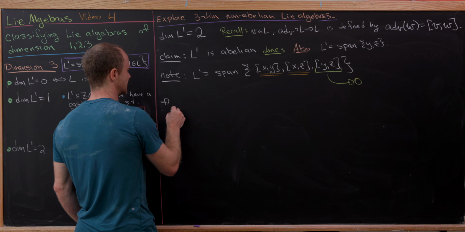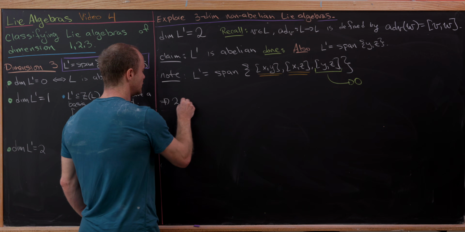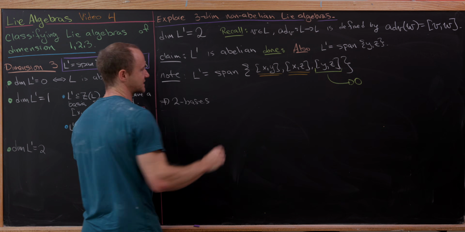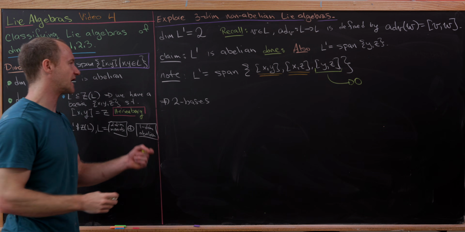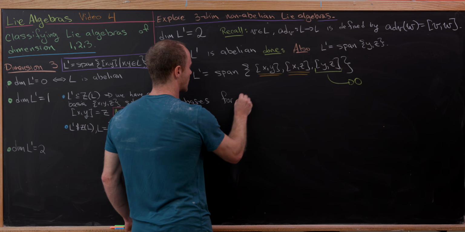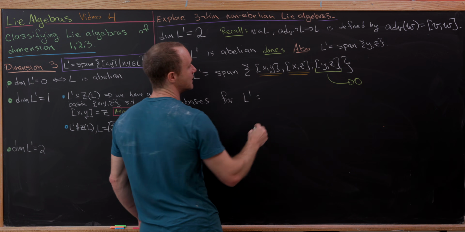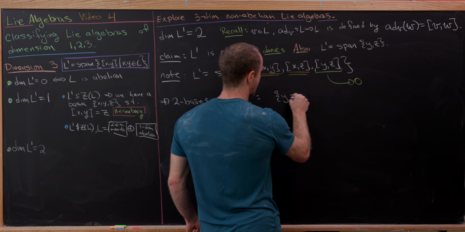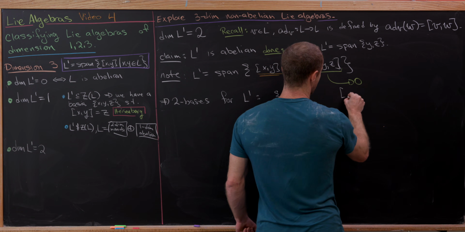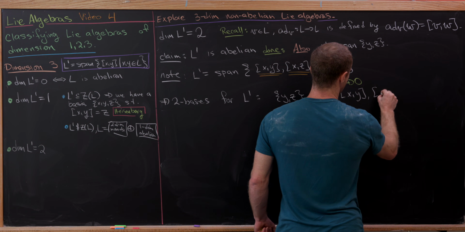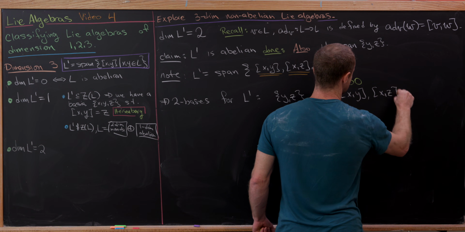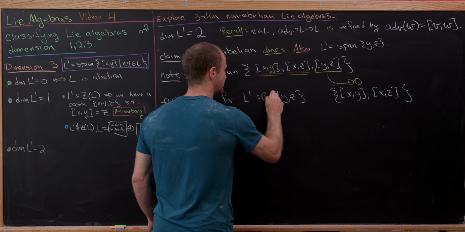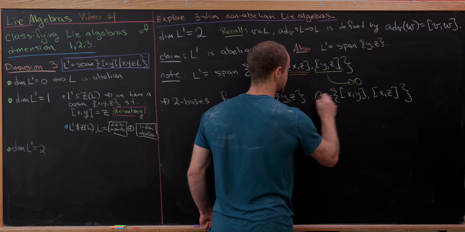So what does that mean? So we've got two bases. Well, obviously there are infinitely many bases, but here we've got two bases for L prime. And those bases are y, z and the bracket of xy and the bracket of xz. So maybe I'll call those B1 and B2.